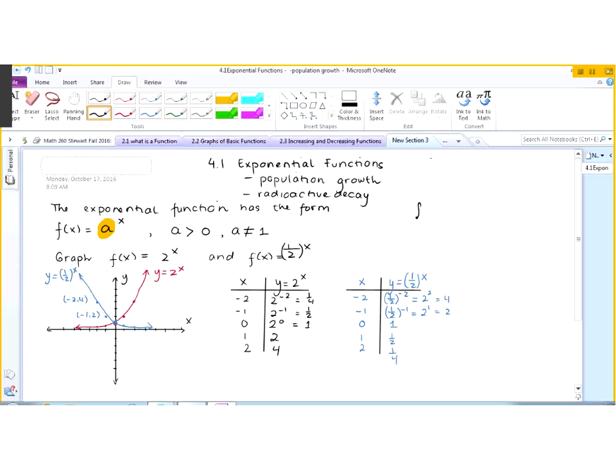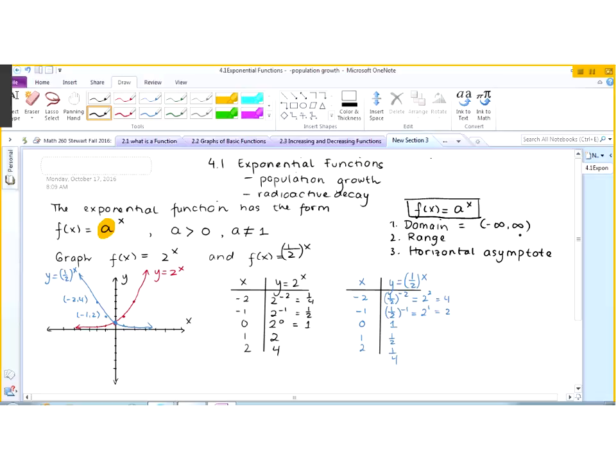All right, so for f of x is equal to a to the x, can you tell me the domain and range? And then we have a horizontal asymptote. What is the domain of f of x is equal to a to the x? Yes, you're right. All real numbers, negative infinity to positive infinity. What is the range? Greater than 0, so how do I write it? You write 0 to infinity. Good. What is the horizontal asymptote? y equals 0, or the x-axis. Yes.